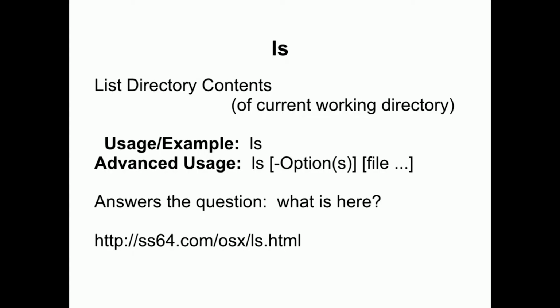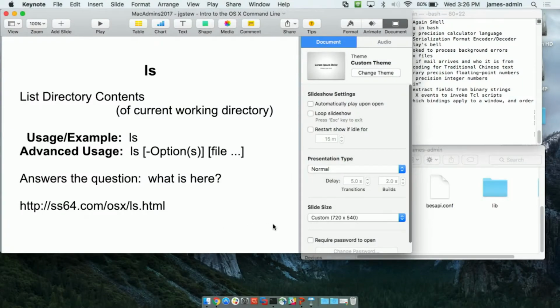So ls is a command to list the contents of the current directory that you're in. You just type ls and hit enter. It'll give you a list of files. When you're on the command line, you don't see Finder and all the files and folders that are available, and so ls is kind of how you take a look at that. And then you can do more advanced things with ls as well.